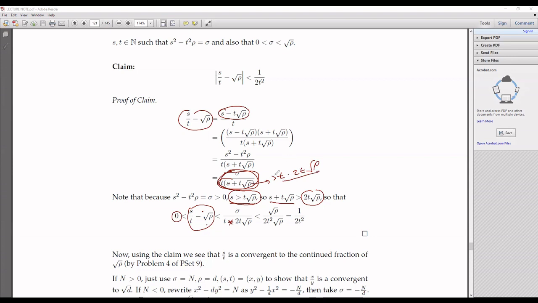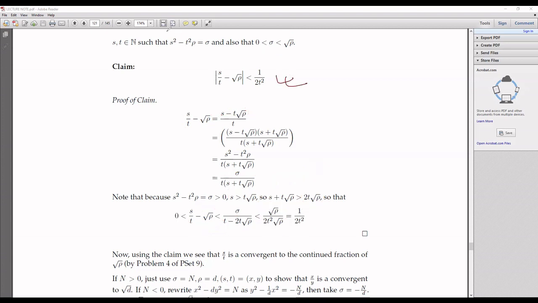So if you take the reciprocal, the direction changes. So less than sigma by t into 2t root rho, which is 2t square root rho. And sigma is also less than rho. So see, if you replace sigma by rho, then the inequality still holds its direction. So root rho gets cancelled and we have 2t square here, which proves our claim.